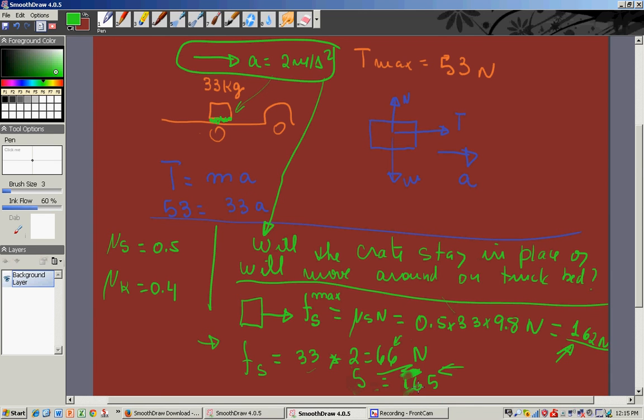But if the acceleration were not 2, but let's say 5, what would happen? Well, now the required force is going to be 165 newtons, bigger than the maximum static friction. So with an acceleration of 5 meters per second squared, your crate is going to start sliding.